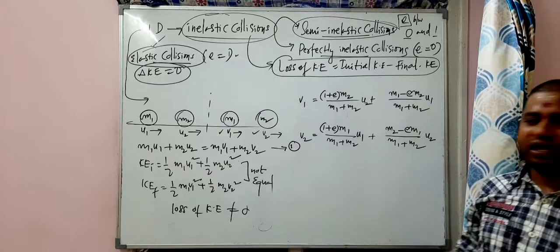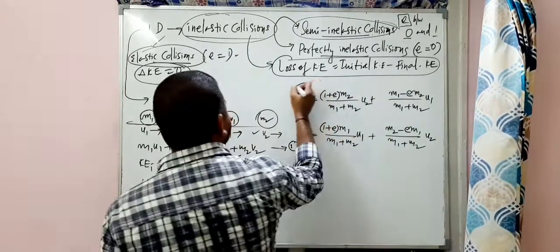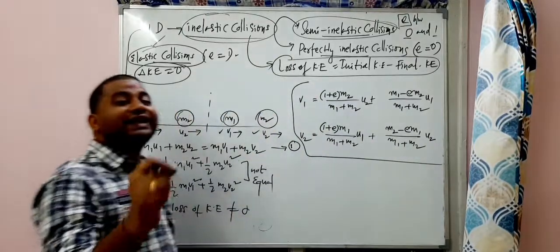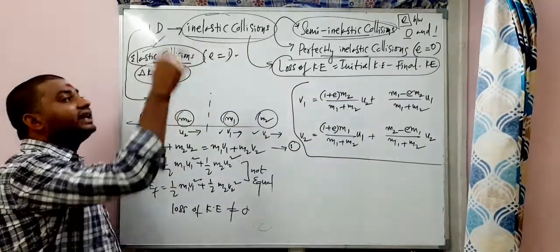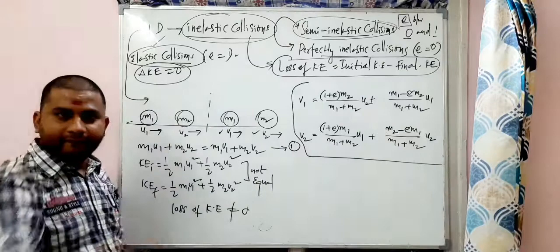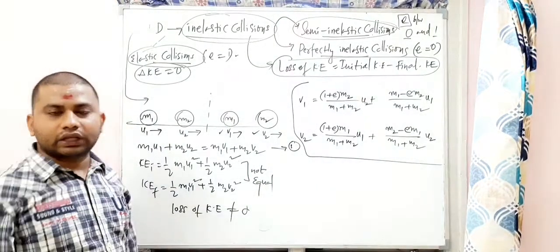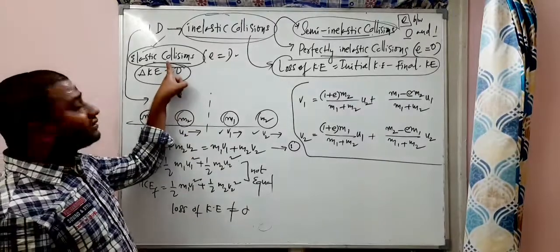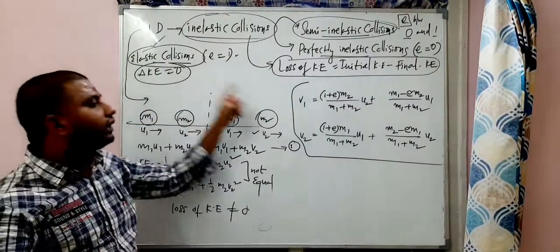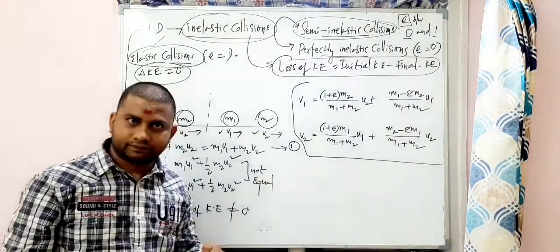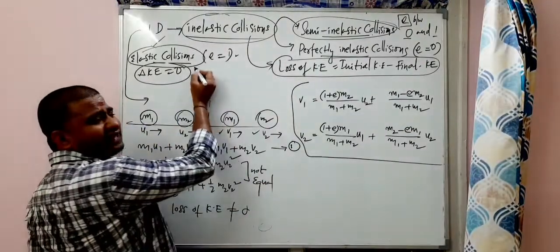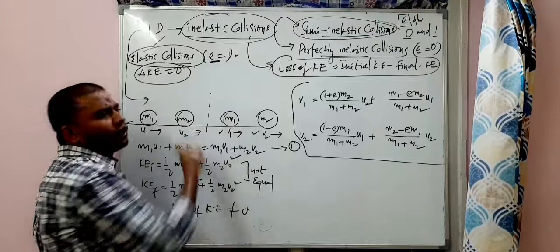This is the important expression for the final velocities after the collision in semi-inelastic collision. Alright? Clear? If you remember the elastic collision final velocities formula, for elastic collision, just now I told e is equal to 1.